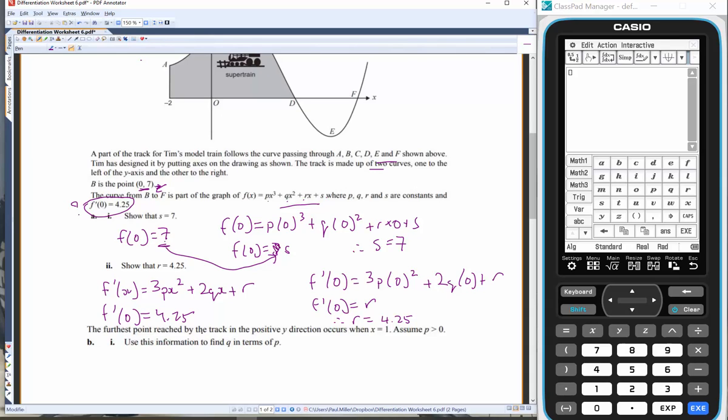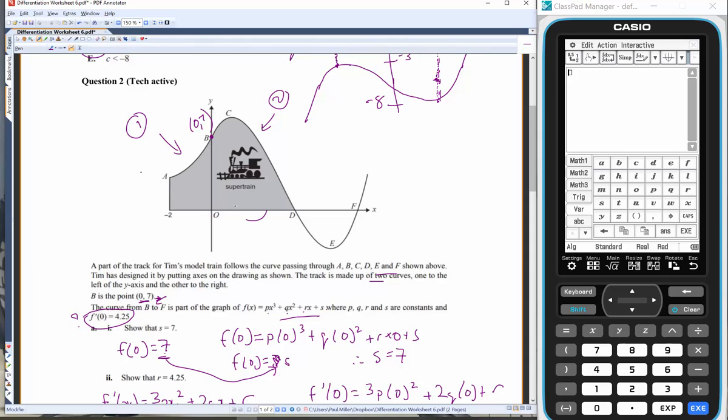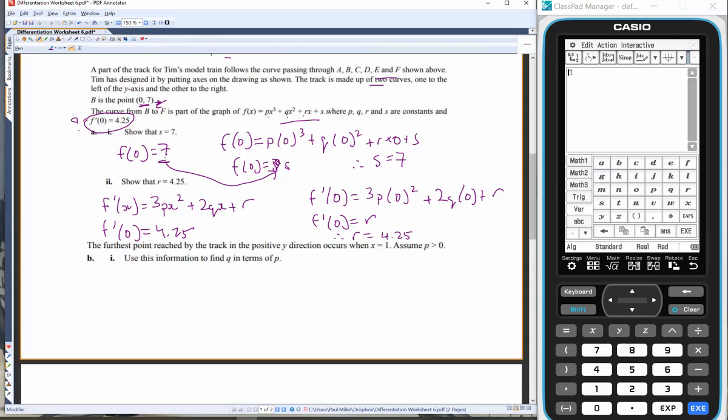The furthest point reached by the track in the positive y direction occurs when x is equal to 1. Assume p is greater than 0. Use this information to find q in terms of p. All right. So this is the furthest point in the positive direction. You can see that that's not the furthest point. This is the furthest point. So that occurs at x equal 1. And we don't know what the y value is, but I do know that that's a stationary point. Now, the fact that that's a stationary point means I think the derivative will probably be involved.